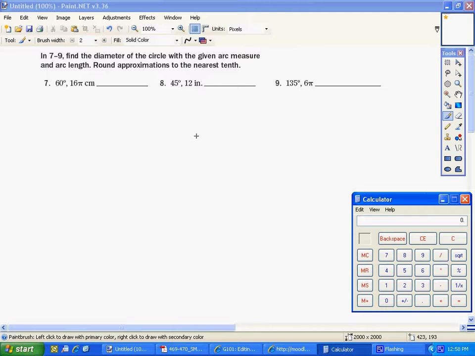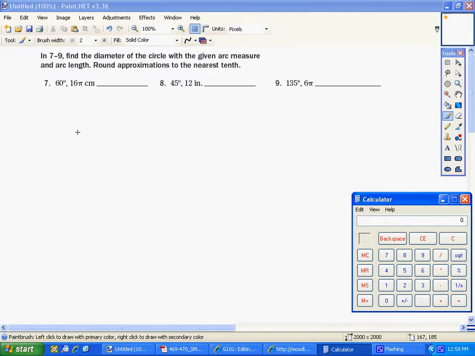Alright, so looking at the question, it says, find the diameter of the circle with given arc measure and arc length. So our job is to find the diameter. That must be our unknown. We're given an arc measure and we're given an arc length. Now, to do this, you're going to need the arc length formula, and what's going to happen is you take the formula and you start putting numbers in, and you'll be left with one variable, and then you solve. So, good practice for algebra.